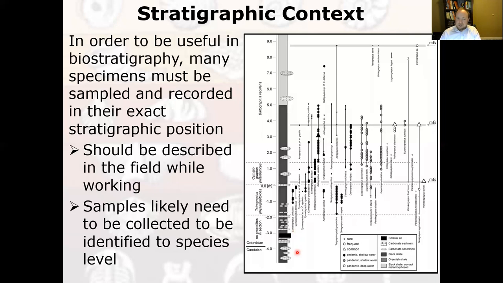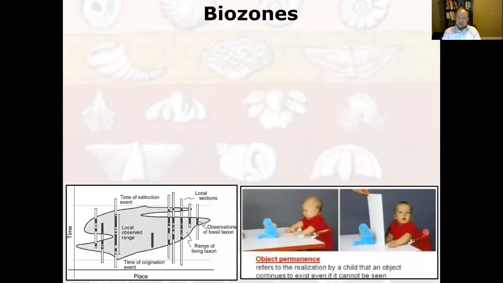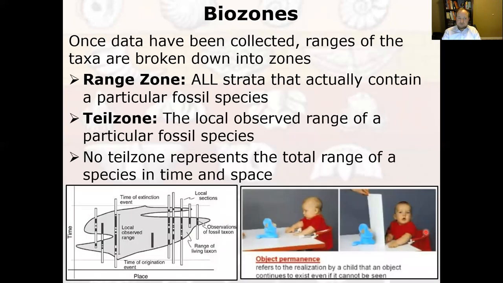So you go along, you describe the rock, you collect your samples, you mark where they came from. And at the end, you've got this big database of all these species with time. And then what do you do with it? Well, you start defining biozones. So once the data are collected, you plot up the range of the individual taxa, and then you start breaking them down into zones. So what do we mean by zones?